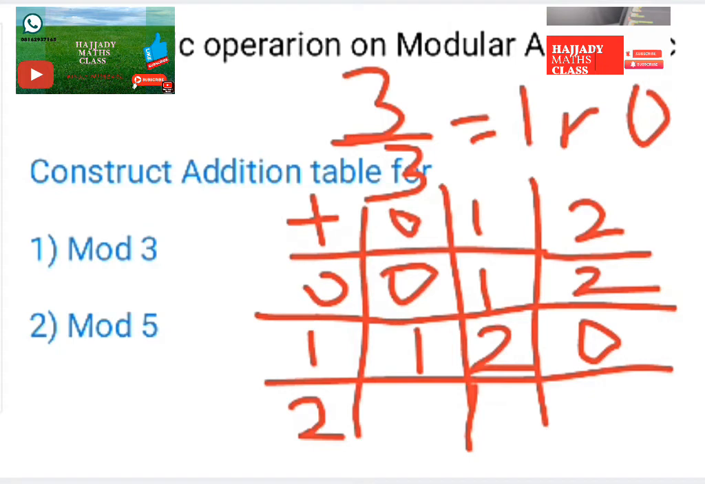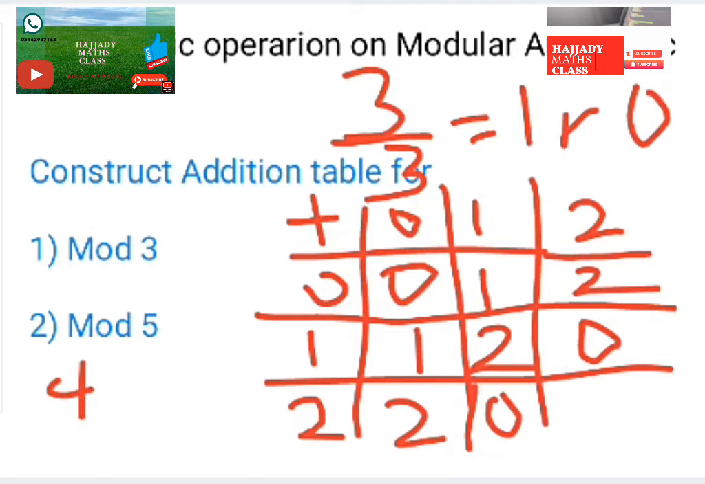And in the next one, we have 2 plus 0. We are still within the limit of 0, 1, 2. So you write 2. Here we have 2 plus 1. We have 3 also. Using the same method here, 3 over 3, which is 1 remainder 0. Here we have 0. And lastly, we have 2 plus 2, which is going to give us what? 4.